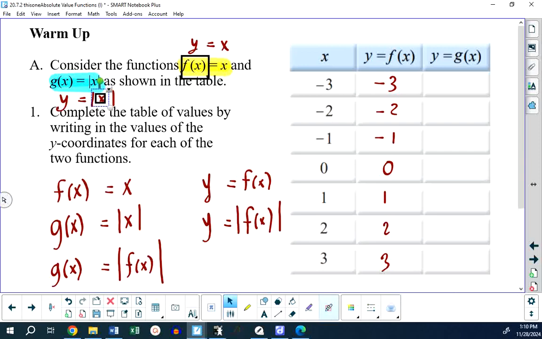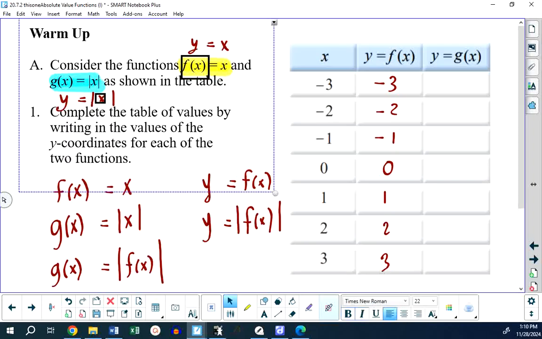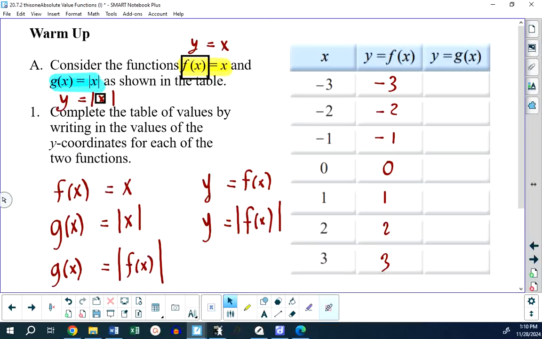This is f of x. G of x is y is the absolute value of x. So I know that you could look over here at this and say the absolute value is 3. I know that. But what I'm asking you to do is look here instead.